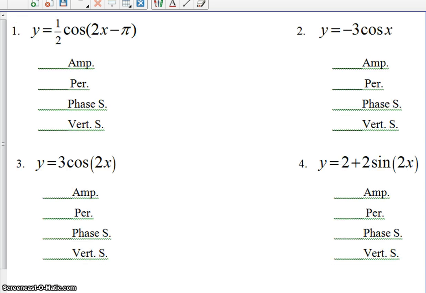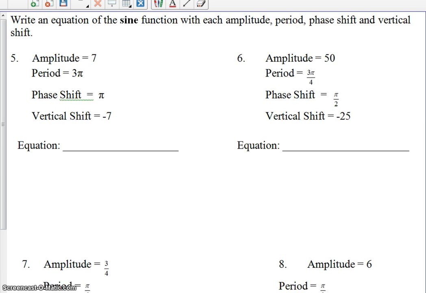On the worksheet that you've been given, 1, 2, 3, and 4 is a lot like what we've already done. It's really me checking: do you know how to find your k? So it's more for my check here. What I really want to do is look at this 5. We have this amplitude, the period, the phase shift, and the vertical shift.